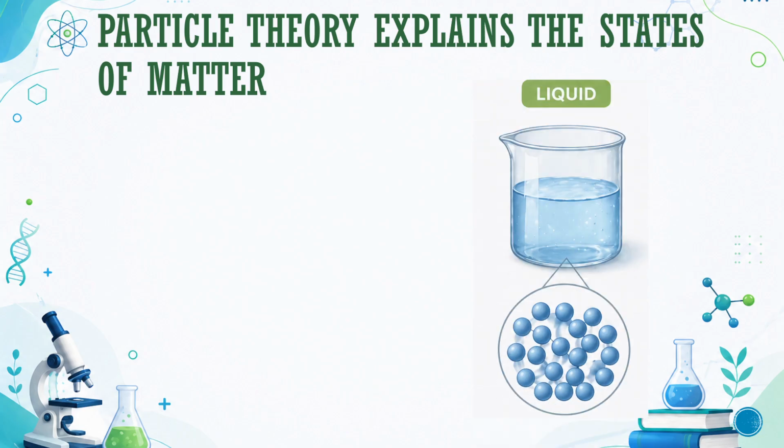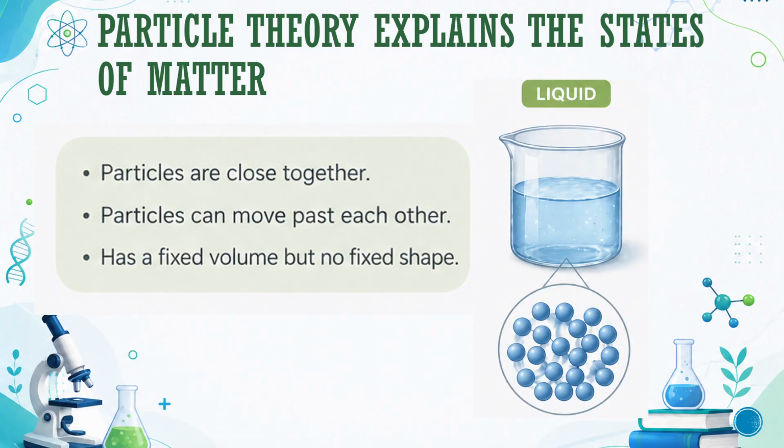When it comes to liquids, the particles are close together but not very tightly placed. Thus, the particles can move past each other and make the liquid flow. Liquid always has a fixed volume but does not have a fixed shape because the particles are close enough but not so tightly packed to form a shape.